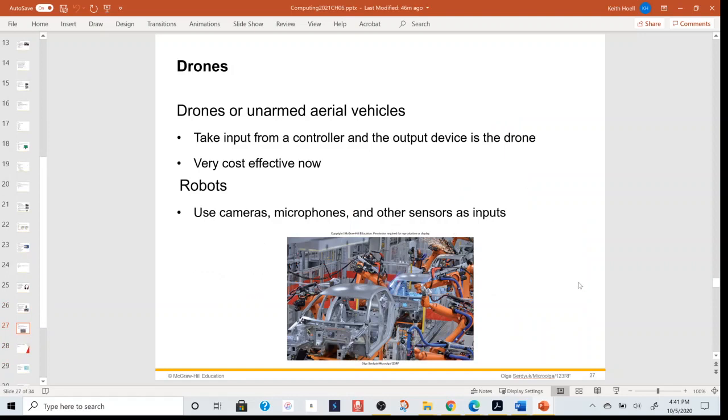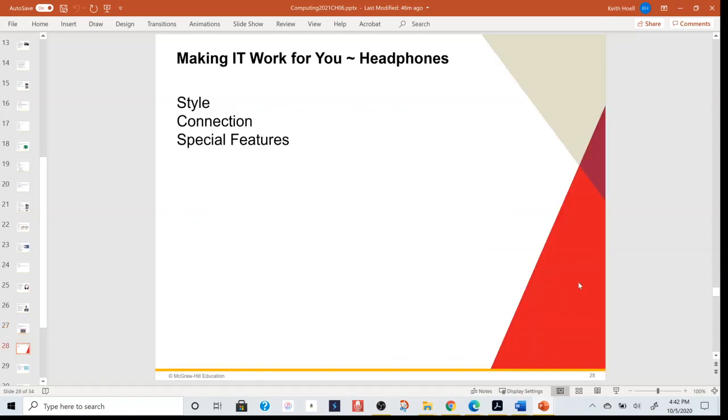Drones, all right? Now we're going to drones. They take input from a controller and the output device is the drone. A drone is something that's almost like an automated robot, right? It can fly in the air. It's almost like a plane that can be controlled in certain ways. Drones also are very controversial because they can interfere with air traffic controllers and planes and other things like power lines, right? Robots are also input and output devices because there are sensors, there are inputs. Robots can speak, they can touch. You have data going both ways there.